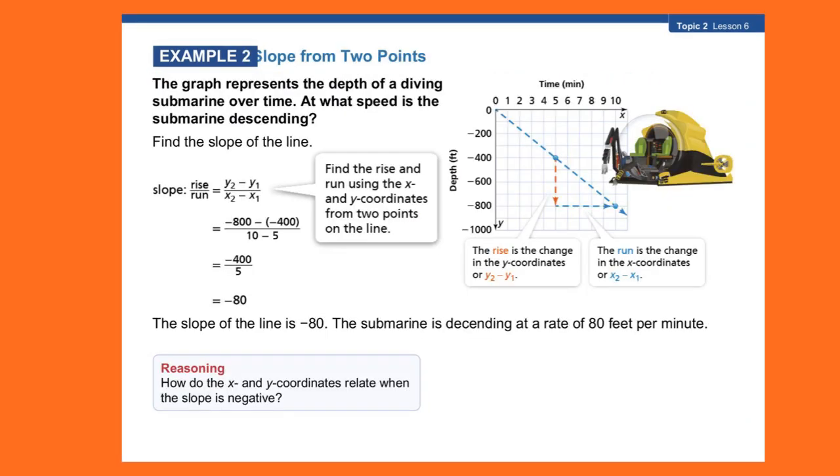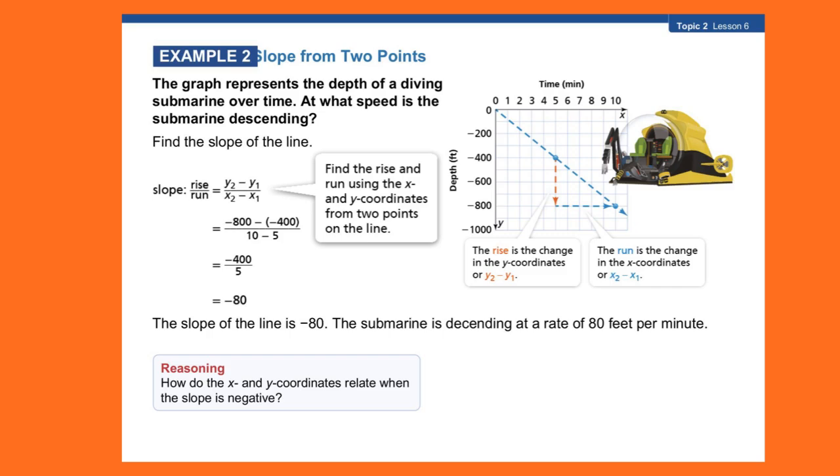This is example number 2 on page 129. You can also find slope from 2 points. So if I were to give you 2 ordered pairs, let's say, you could do this without the graph. But we have a graph here. It represents the depth of a diving submarine over time. At what speed is the submarine descending?